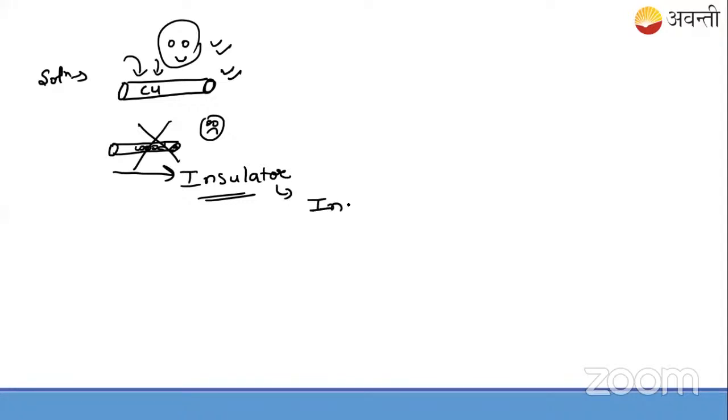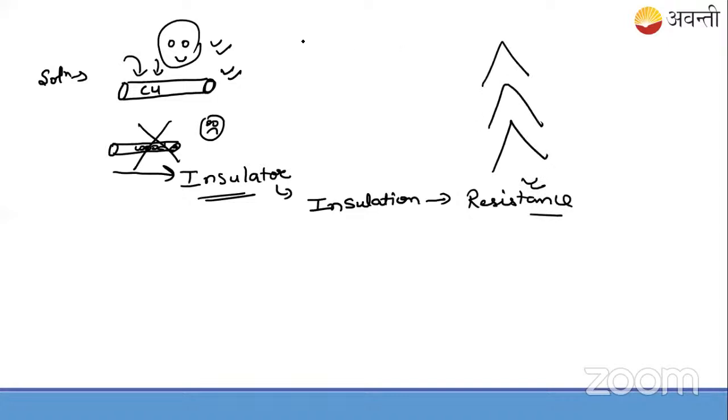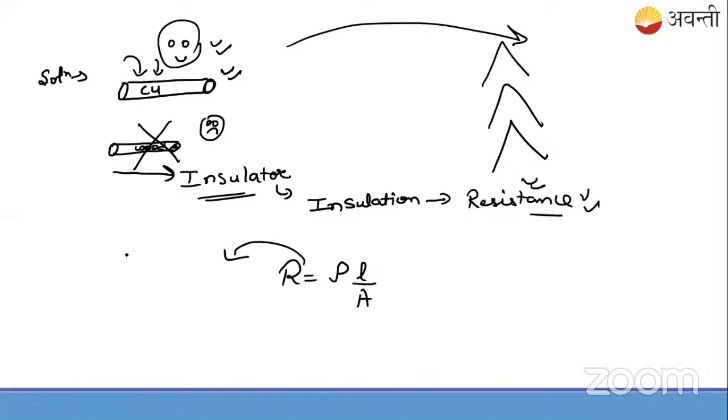If you go into the depths of the meaning of this word, insulation means a lot of resistance. This has a very high level of resistance compared to copper. So resistivity will be more for this, because you can see the formula also: resistance equals resistivity times length by area. Although the formula was not like this; resistance is proportional to length upon area.